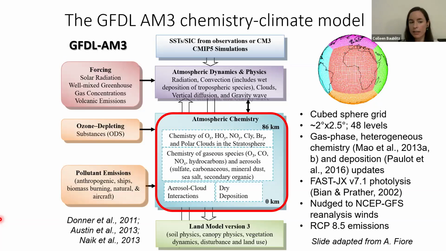Our model, in addition to what's shown in the diagram, includes gas phase and heterogeneous chemistry updates, as well as updates to the deposition parameterization. We use the FastJX version 7.1 photolysis scheme. We're nudging to NCEP GFS reanalysis winds and using RCP 8.5 emissions.